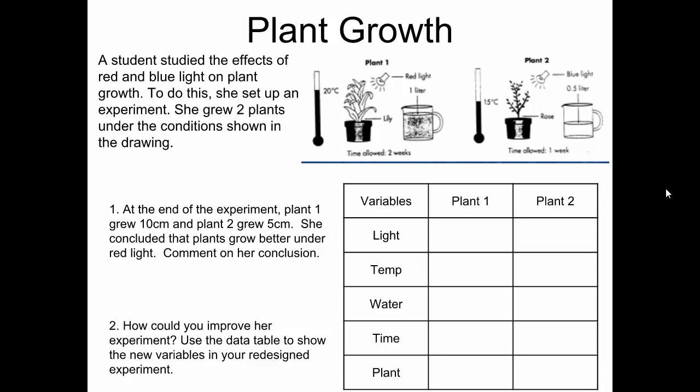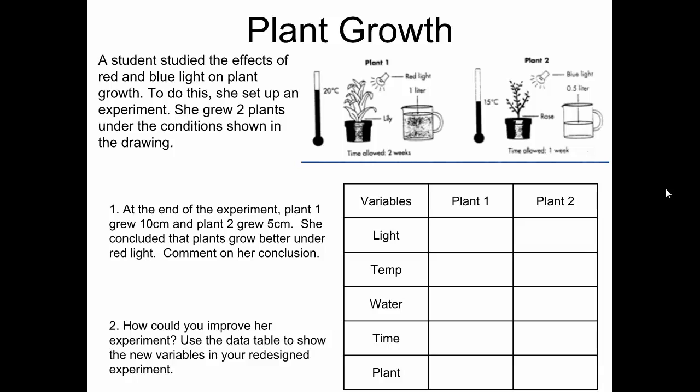Okay, so plant 2 had a lower temperature and had less water than plant 1. And that could lead to some problems. Anything else that's incorrect, Matt? There are 2 different types of plants. Yeah, plant 1 was a lily, plant 2 is a rose, so they're 2 different types of plants. Okay. Anything else, Tatum? They were set up for 2 different time periods. Yeah, plant 1 got 2 weeks to grow, and plant 2 got 1 week.